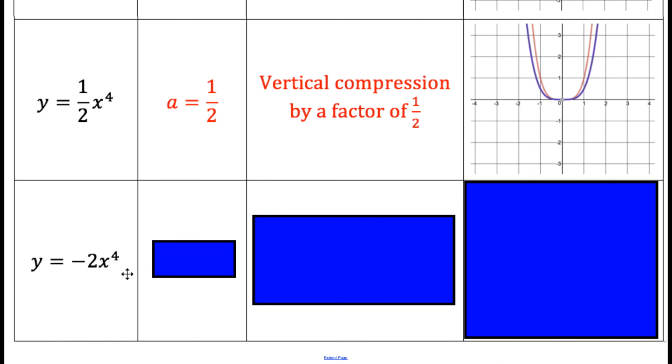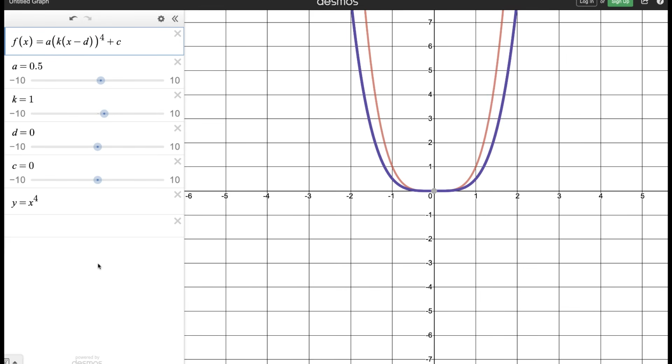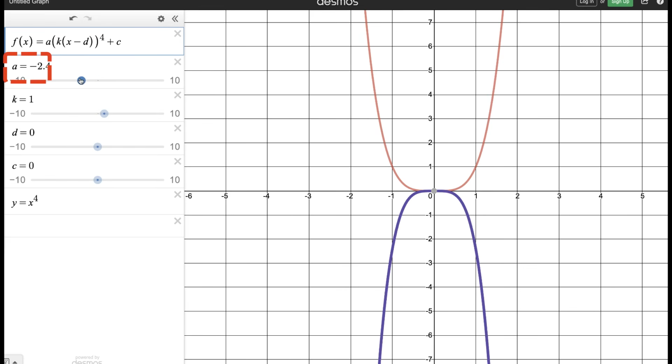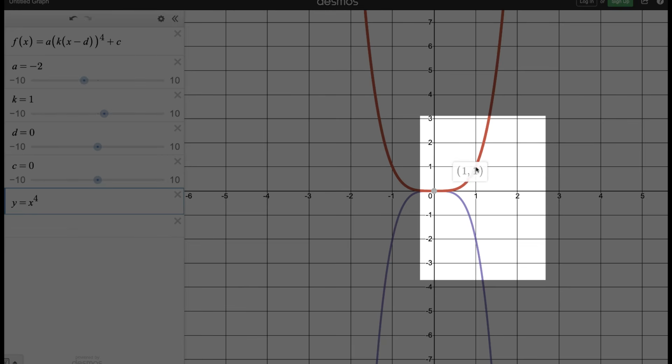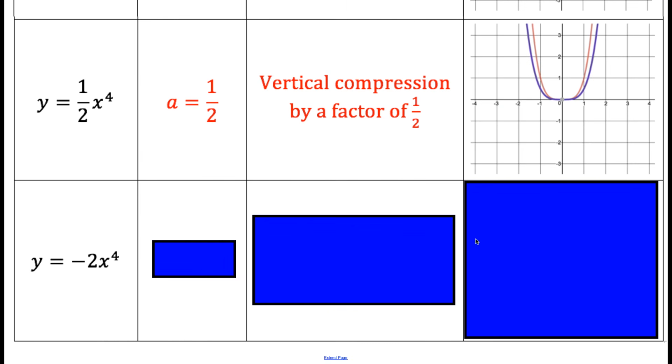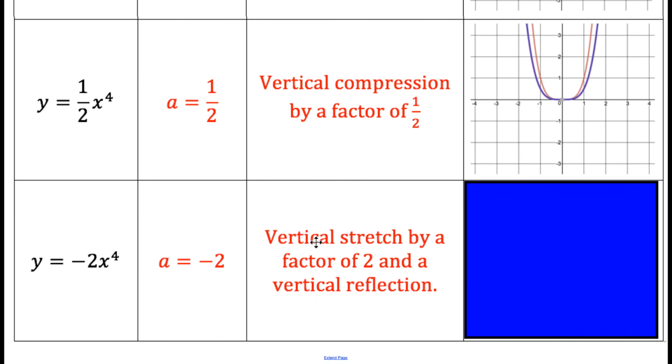Let's make a negative. So when a is -2, notice it has also been flipped upside down. The original function, when x is 1, the y value is at 1, but the transformed function when x is 1, it's been flipped upside down and doubled. So it's down here at -2. So we'd say two things for this a value of -2. There's been a vertical reflection and a vertical stretch by a factor of the absolute value of a. So a vertical stretch by a factor of 2 and a vertical reflection.